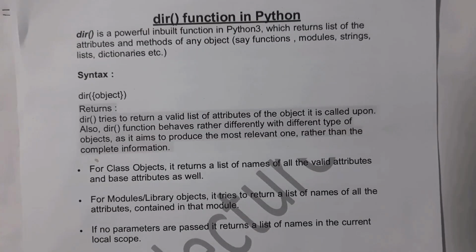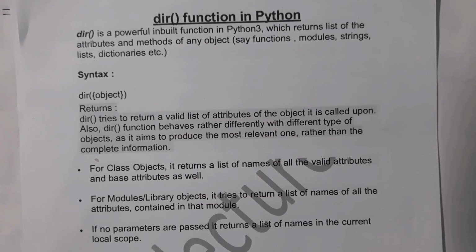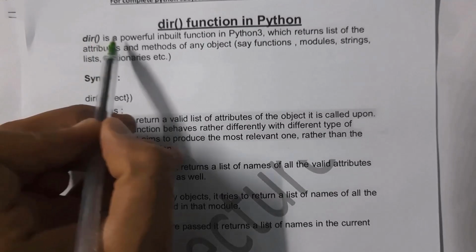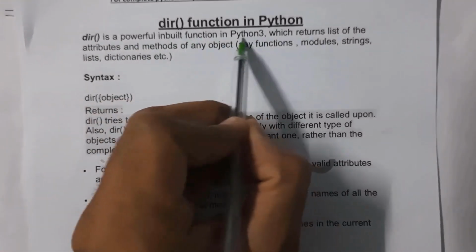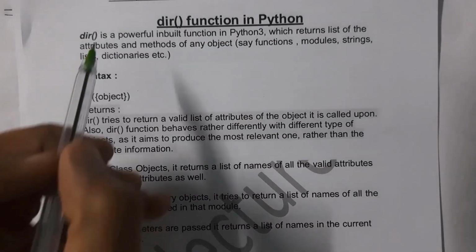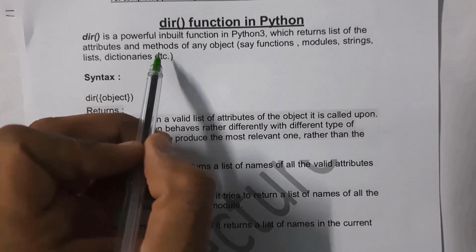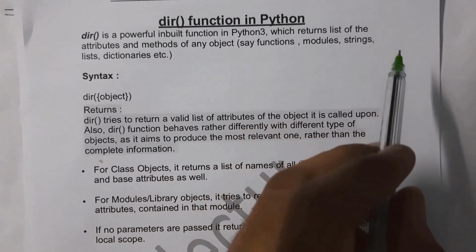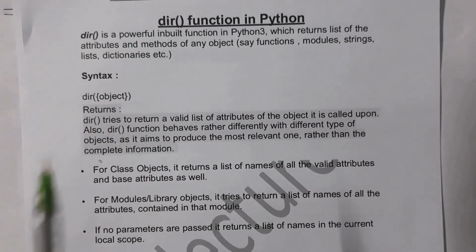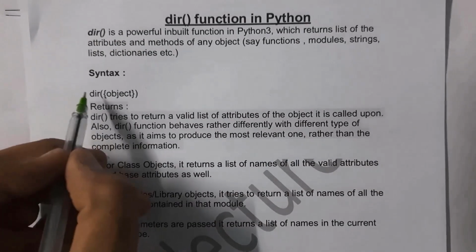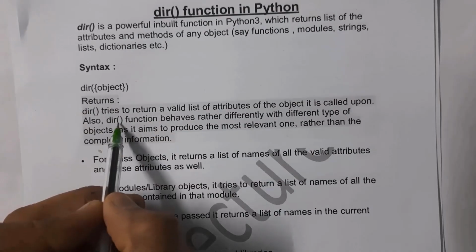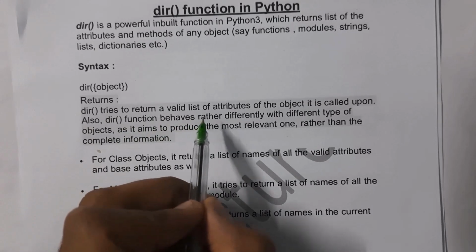Next I will explain what is the use of the dir function, where dir is a powerful inbuilt function in Python 3. For example, if you give any object, then this dir function will return all attributes and methods supported by that particular object. Either it can be functions or modules or strings or any other object. This dir function will return attributes and methods of that particular object. This is the syntax. Just write here dir. This is the function. So inside brackets, you can give any object name. This dir function behaves differently with different types of objects.